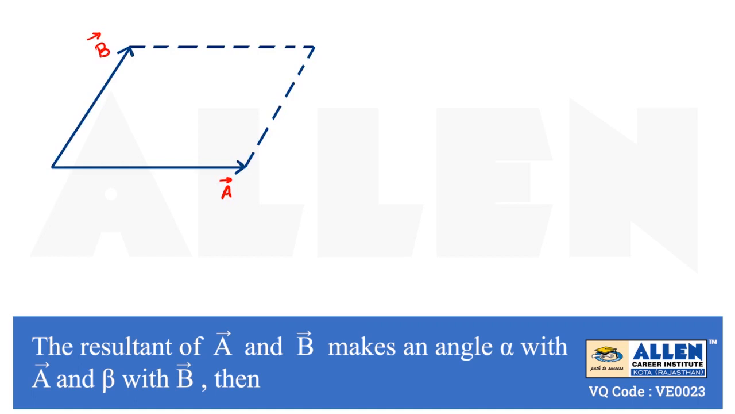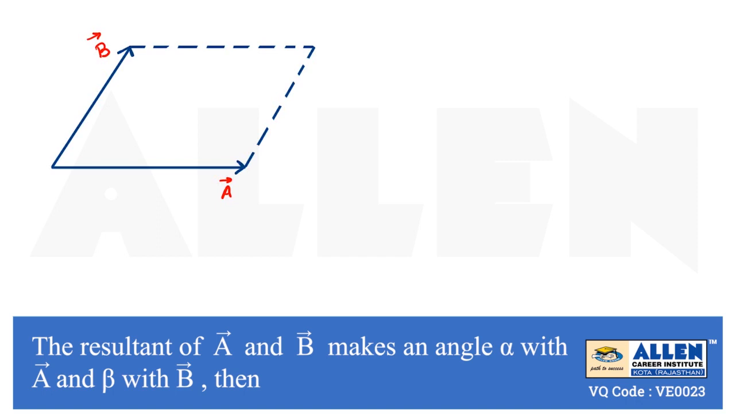The resultant of A vector and B vector makes an angle alpha with A vector and beta with B vector. Here we are discussing two vectors, A vector and B vector, and we have to find the angle between the resultant of these two vectors with respect to A vector and B vector.